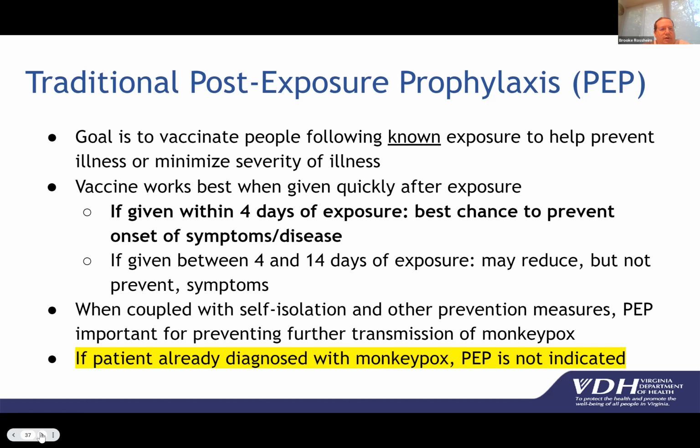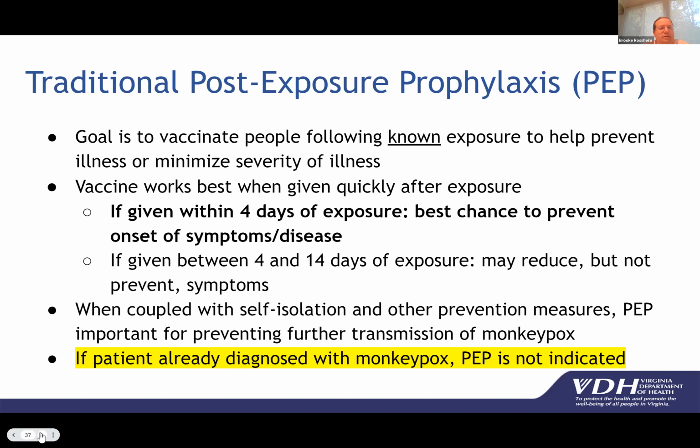Now, an important point about using Jynneos. If a patient has already been diagnosed with monkeypox, then PEP is not indicated. There's no indication to give them a Jynneos vaccine. The reason for this is that CDC feels that natural infection with monkeypox is going to produce fairly good immunity. And so at this time, CDC does not recommend using Jynneos for post-exposure prophylaxis if someone has already been diagnosed with monkeypox.